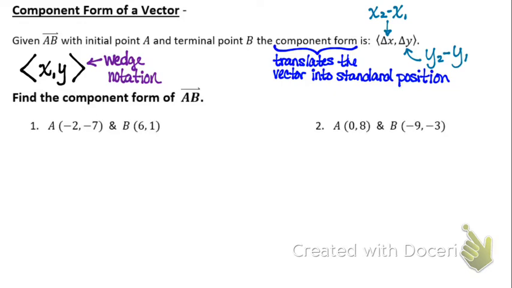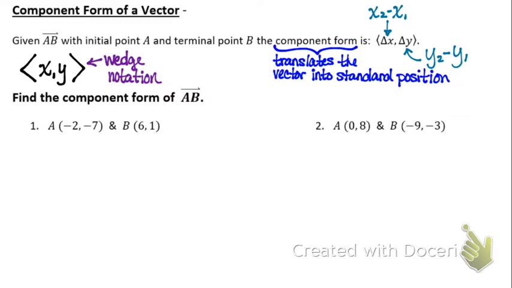When we write it in wedge notation, in component form, it's taking my vector, wherever it happens to be on the graph, and relocating it. Because remember, with vectors, location doesn't matter. What are the only two things that matter with vectors? Direction and magnitude. Position is irrelevant, so I can move it around on my graph, and it's still the same vector.